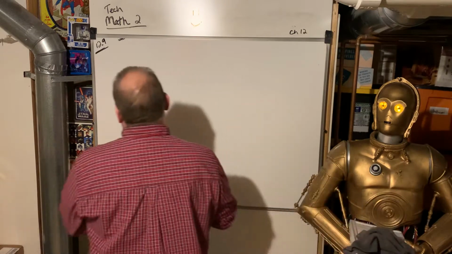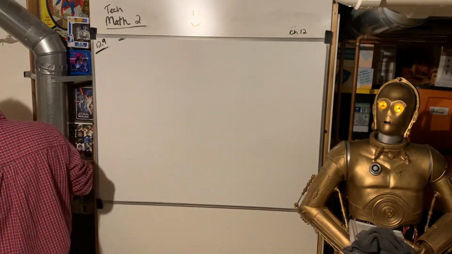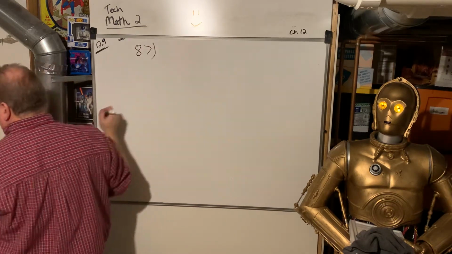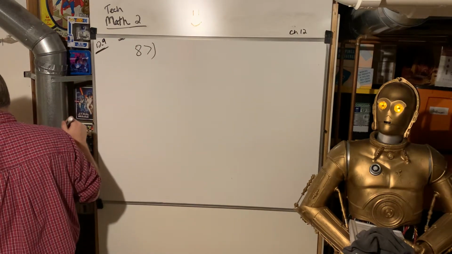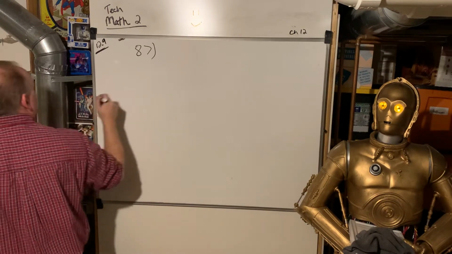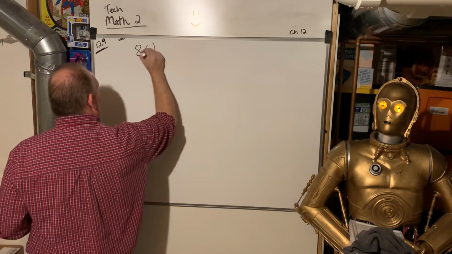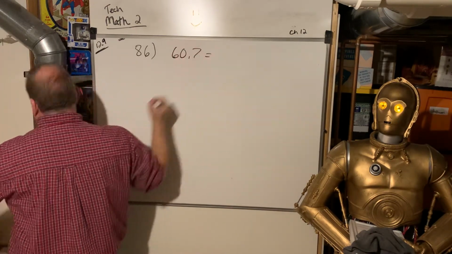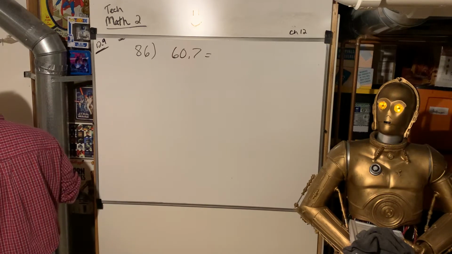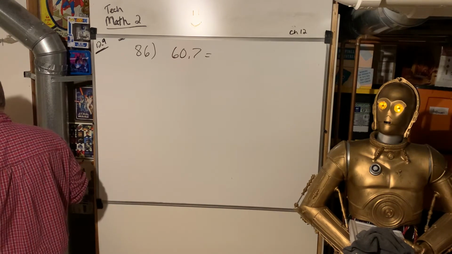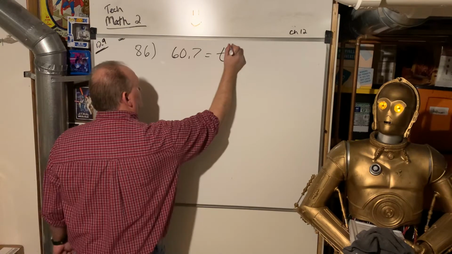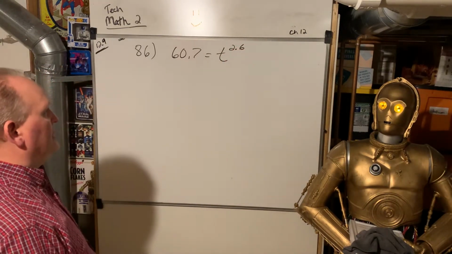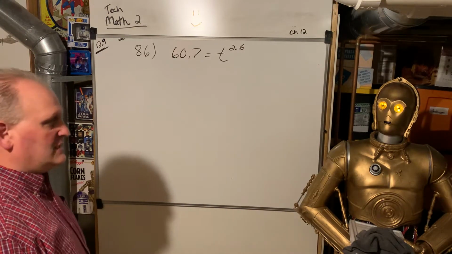So we can take number 87. We've got 9 is equal to... or 86 rather, I'm sorry, 86. I don't want to do 87. I want to do 86, I was looking at the wrong one. 60.7 is equal to t to the 2.6 power. And so you think, okay, well, how am I going to do this? And it's actually just, you just do this, keying it into your calculator.